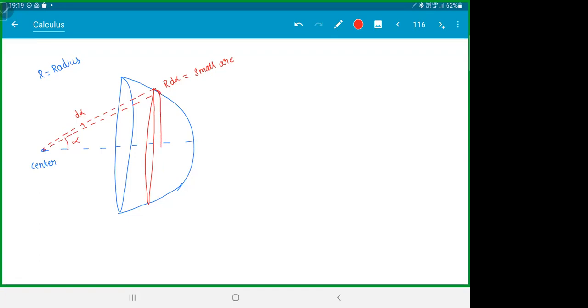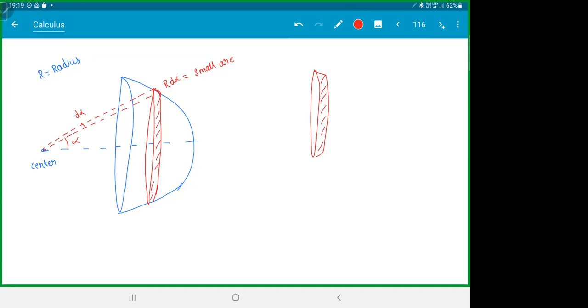I'm unable to draw this properly. There. Are you getting how the element is? It's a ring. So if you just remove this element here, this is how it looks. Are you able to visualize the strip?